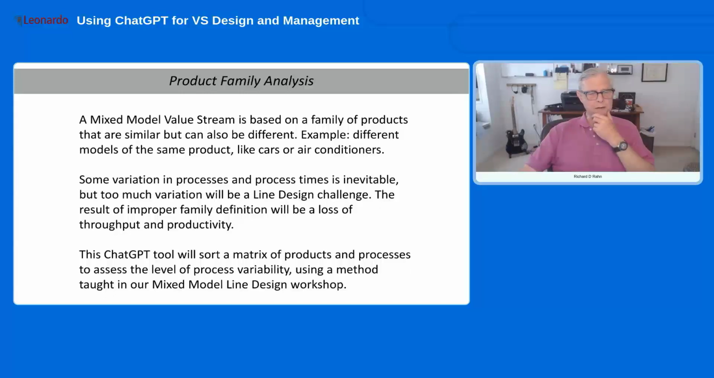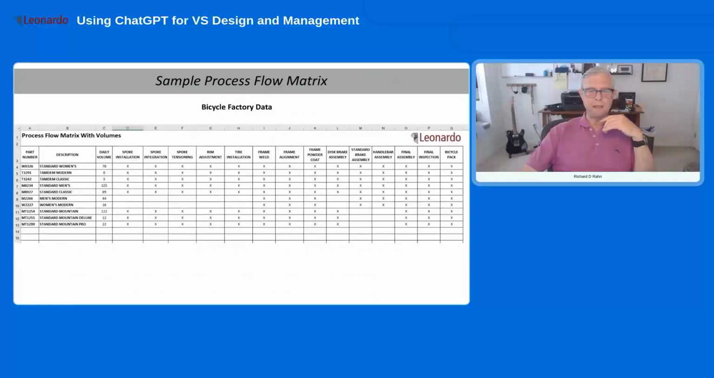So what I did here was I created a tool to address the first one, the level of process commonality, to assess the level of process variability. This is a method that we teach in our mixed model line design workshop, and I've just automated it, basically. So here's an example. I'm going to be using this bicycle factory, which is the same example we use in our mixed model line design workshop, throughout this webinar.